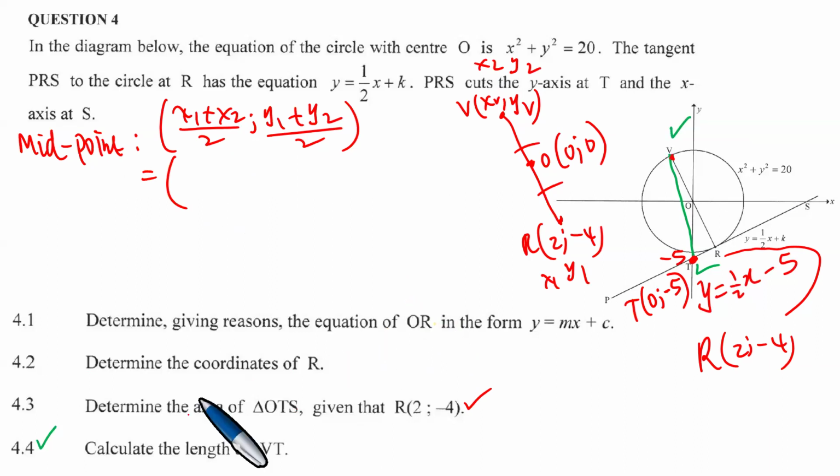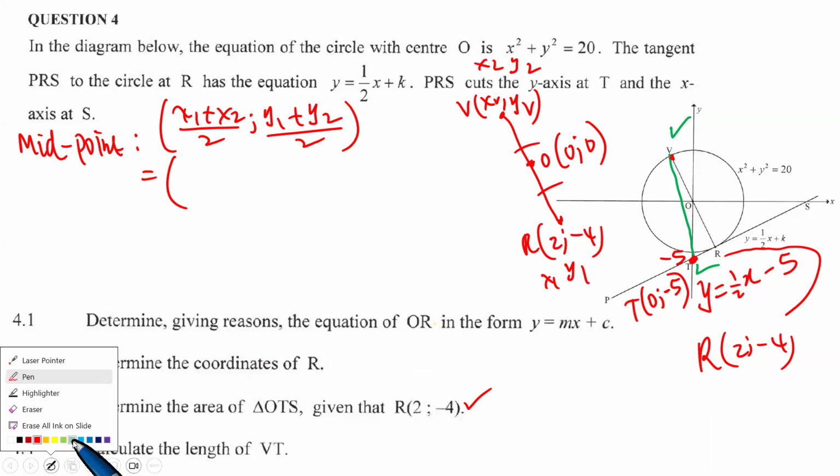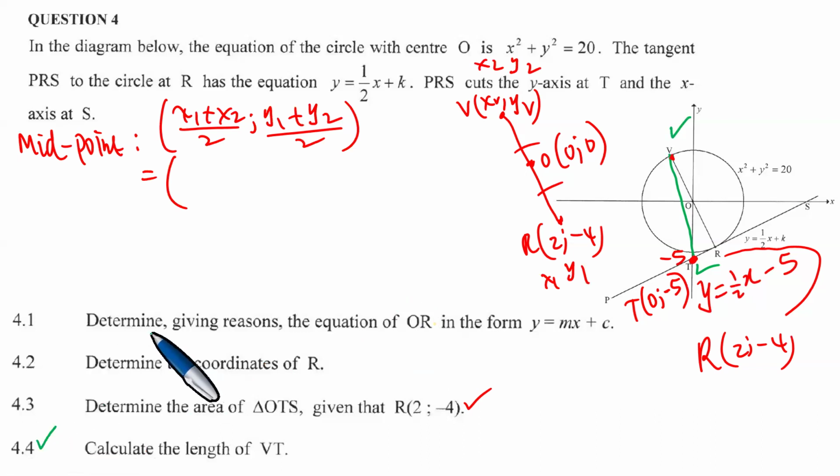So we continue. We have the following. Obviously, x1 is 2. x2 is xV, out of 2. y1 is minus 4. y2 is yV, out of 2.